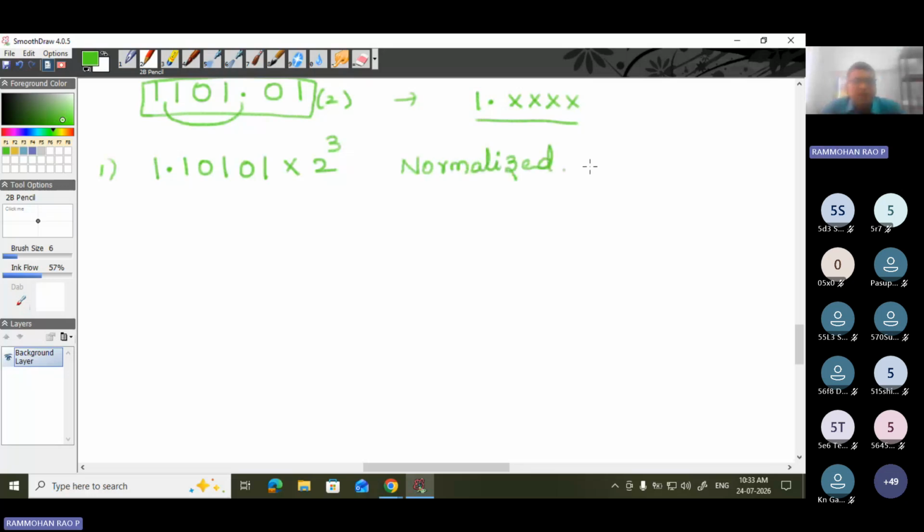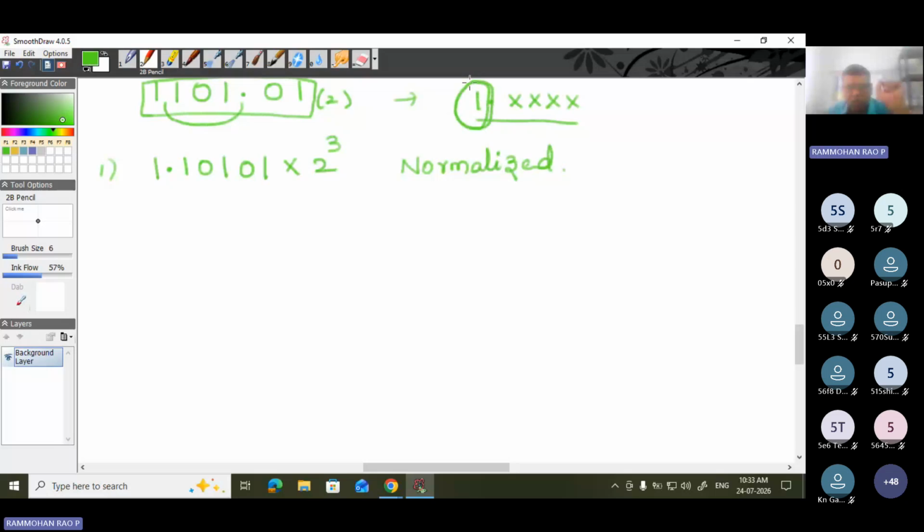So why are we doing normalization? The idea of normalization is that any given floating point number is converted into this format, 1.xxx. If it is made a uniform standard, if it is made compulsory that every floating point number should look like 1.xxx, then what is the advantage? For every number, I know that this one will be fixed on the left hand side.